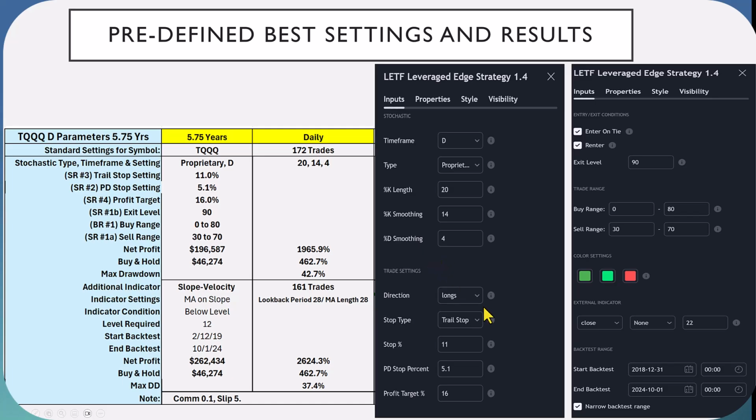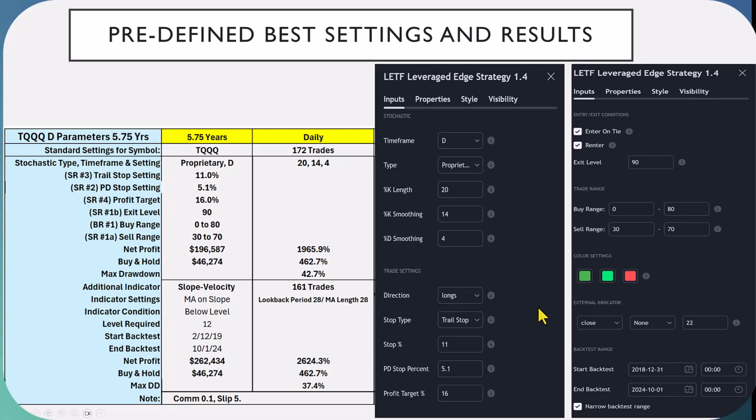And then down below that, we've got the trade settings, which correspond with these. The 11% for the trailing stop, the 5.1% for the PD stop, 16% for the take profit. So that corresponds in the same order. We try to make it as easy as possible to provide you with predefined suggested settings to get you going that are easy to implement and easy to put into the tool on TradingView.